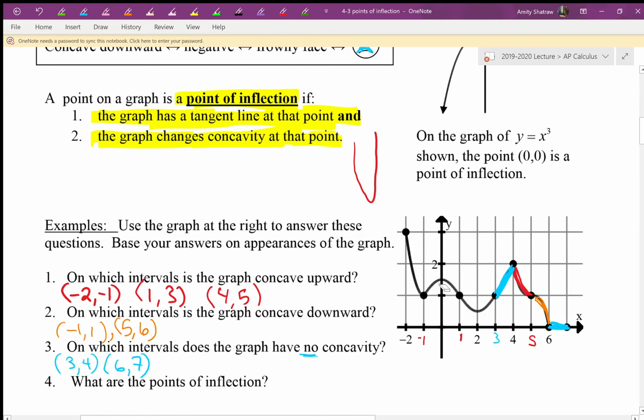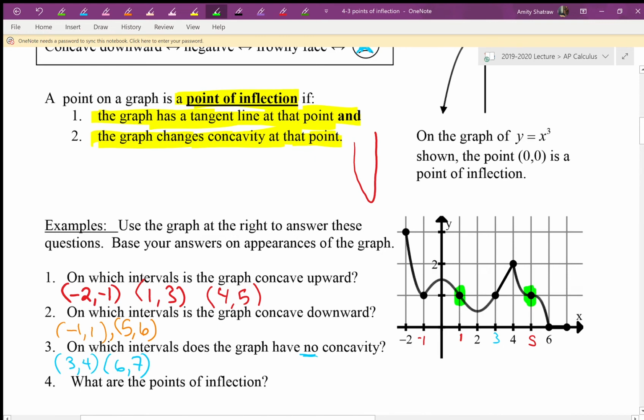So I'm erasing all my marks just so you can see very clearly. I want it to be obvious that right here is where it changes from concave down to concave up. And right there is where it changes from concave up to concave down.